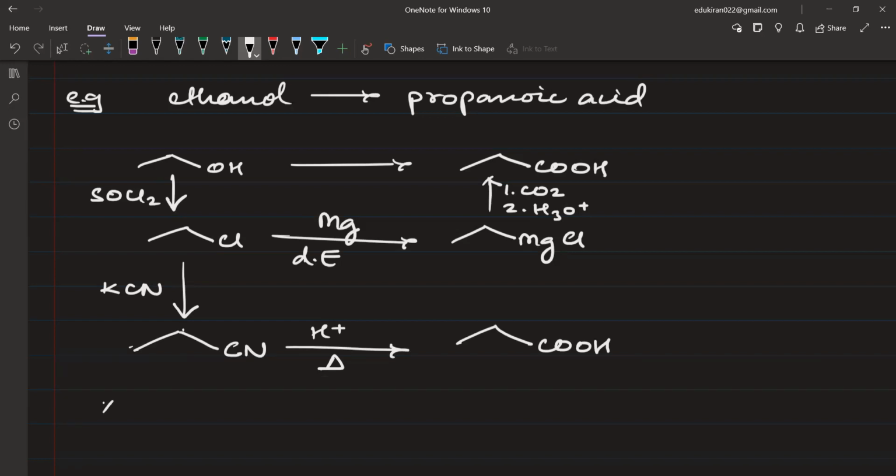This is known as ascent of carbons, right? Ascent, what does ascent mean? Ascending means one more, okay? In those conversions with ascent of carbon, these are important reactions: the reaction of Grignard reagent to get carboxylic acid and the reaction of nitriles to get carboxylic acid.